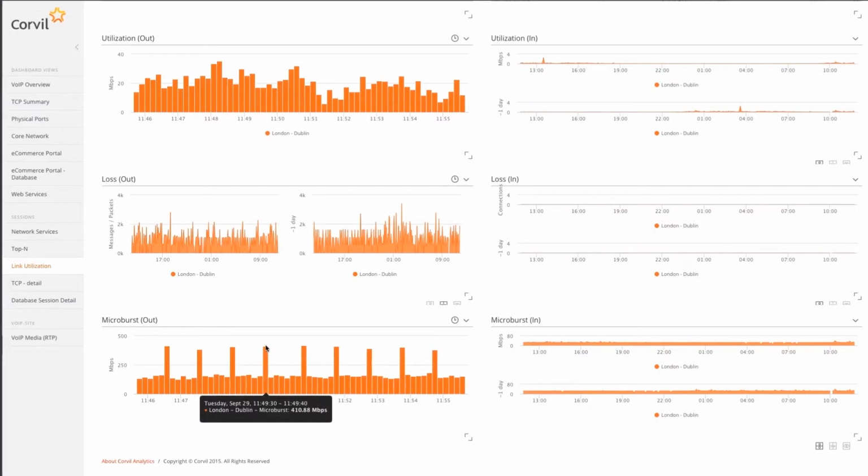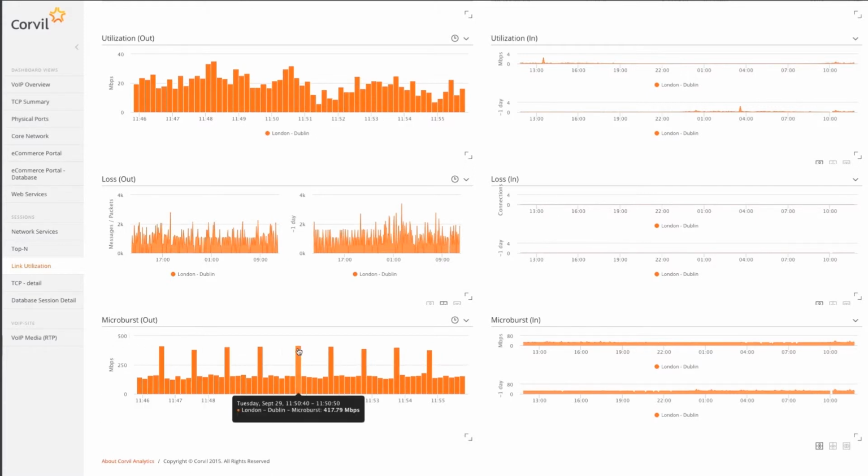Microburst charts are charts which only Corvil can present because of our unique network data. Now Nick can clearly see that the link is actually completely saturated at times during the periods of loss. Immediately, Nick now knows that the link is overloaded and that this is the problem.